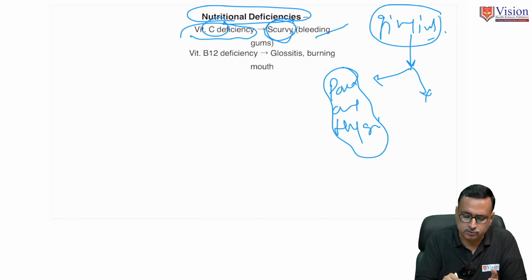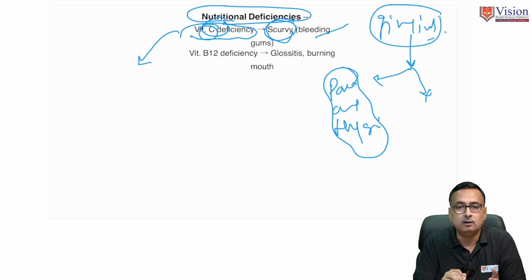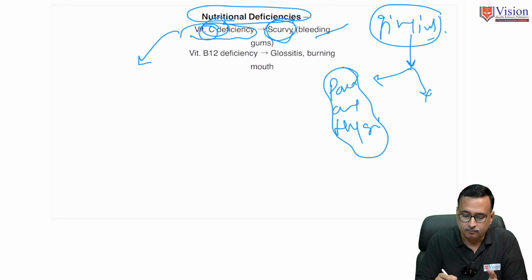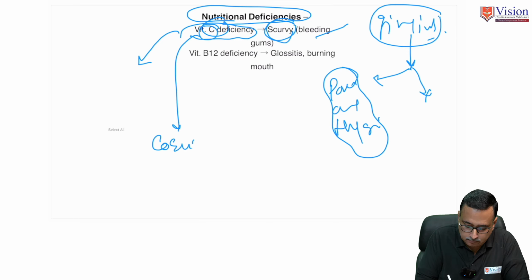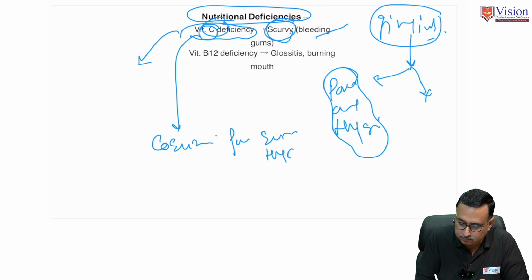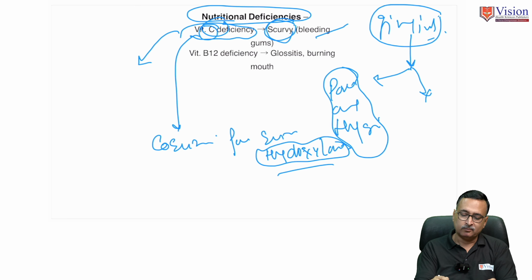Do you know what is the cause of scurvy? It is deficiency of vitamin C. So how does vitamin C deficiency induce bleeding gums and cause scurvy? There is a mechanism. Vitamin C is a coenzyme for the enzyme hydroxylase. The hydroxylase enzyme in the human body always acts in the presence of vitamin C.